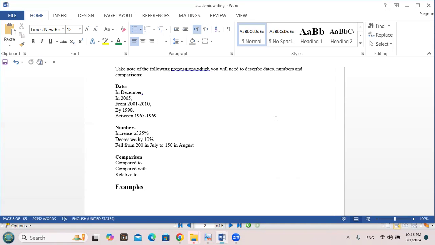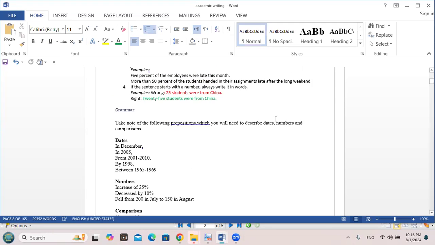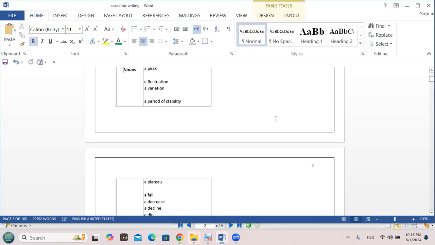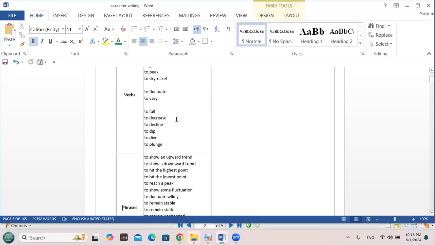We use adverbs when we use these words as verbs, and we use adjectives when we use these words as nouns. In order to be clearer, like this one. Here we have nouns: a peak, fluctuation, variation, a bit of stability, like plateau. And we have verbs here.